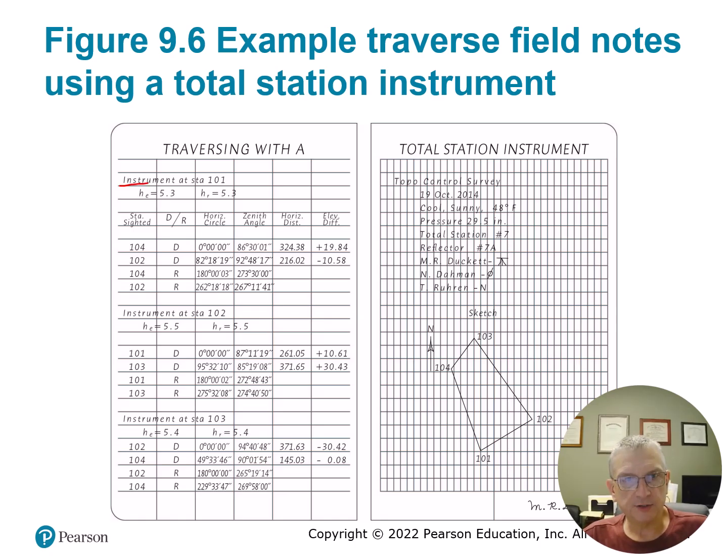Here, the instrument is at station 101. Height of instrument is 5.3. Height of the rod is also 5.3. I find that kind of hard to believe, but moving ahead, station sighted 104. And the first angle is 0. So they're not coming out and telling you, but they're referencing this. The station or the instrument is at 101 and your back sighting 104. And your forward point is 102.